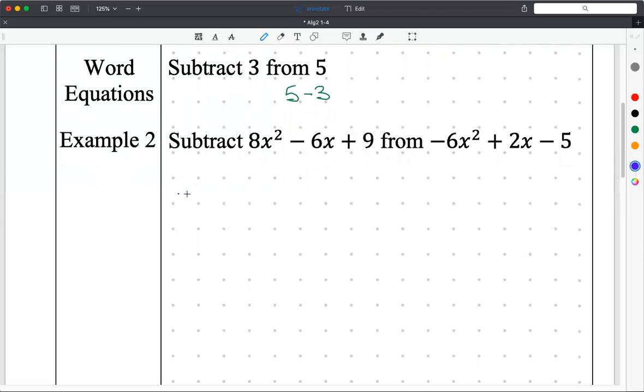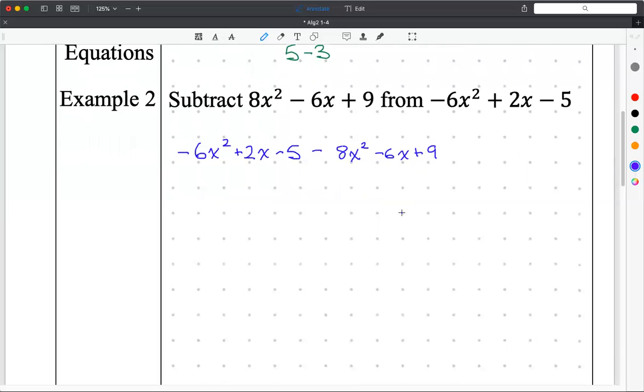So it's negative 6x to the power 2 plus 2x minus 5, and then minus 8x to the power 2 minus 6x plus 9. Perfect. So that setup is, there's something that's a little bit wrong with it, but if you do the next step, I can either catch that mistake or maybe you'll catch it.